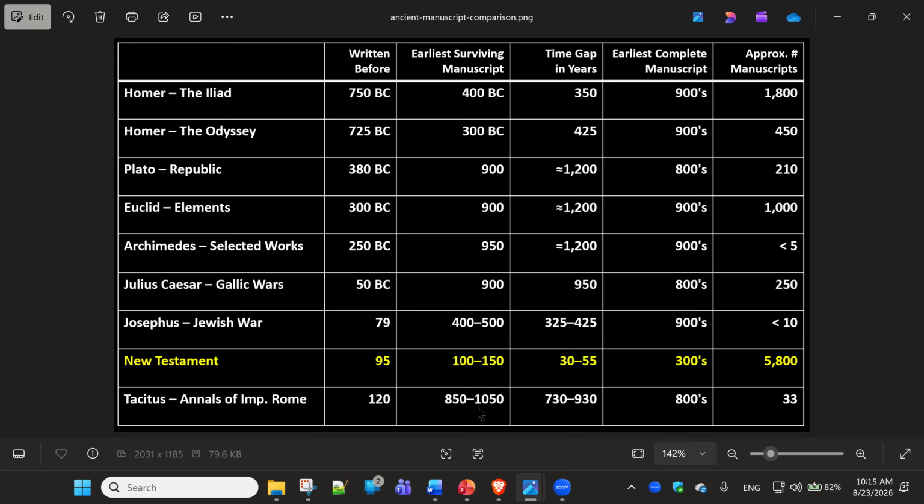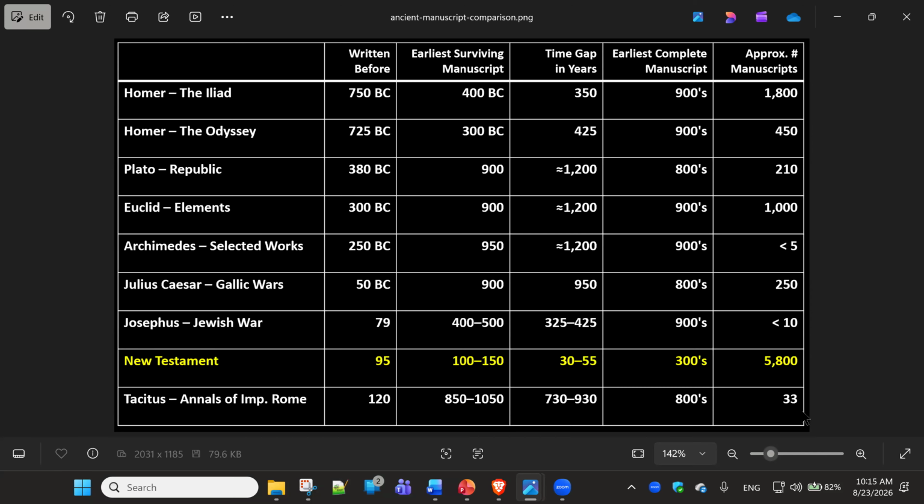It's 800 years. Seven hundred and some odd years between when it was written and the earliest complete copy, and only 33 surviving manuscripts. Then there's the New Testament.